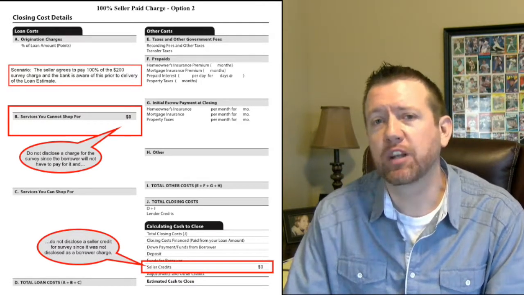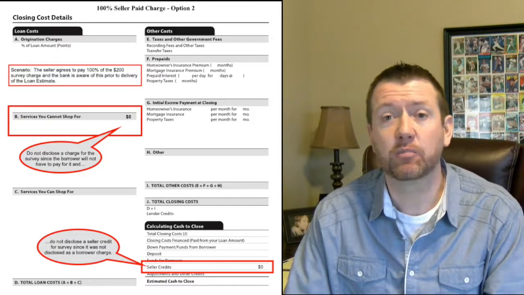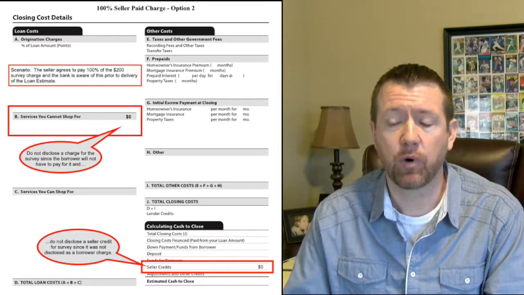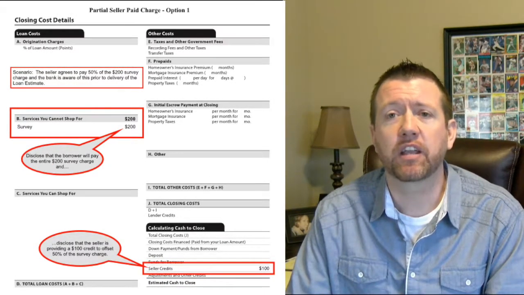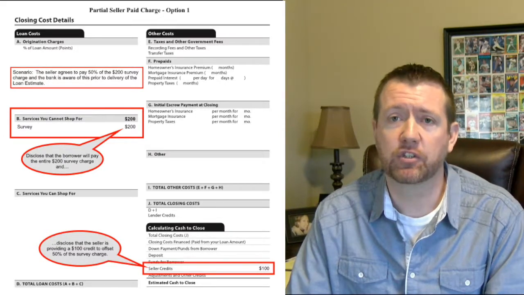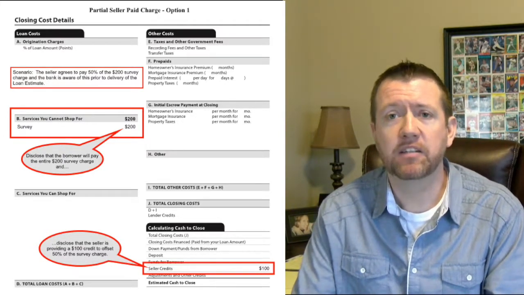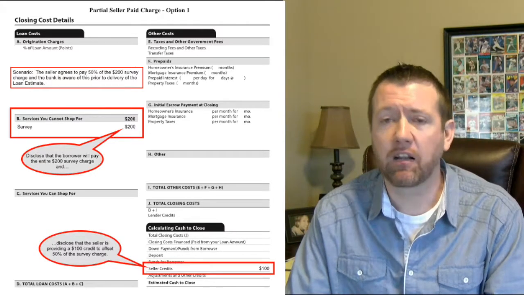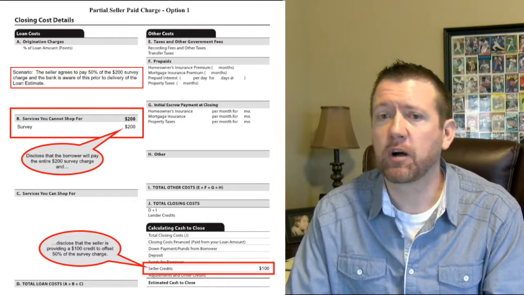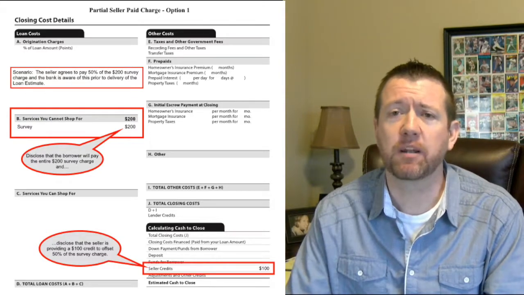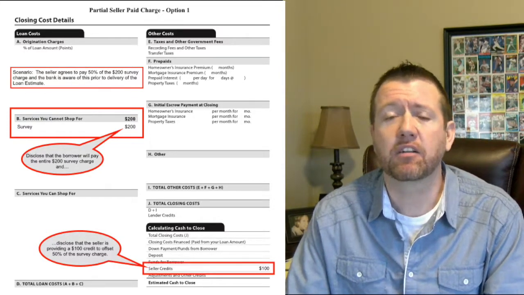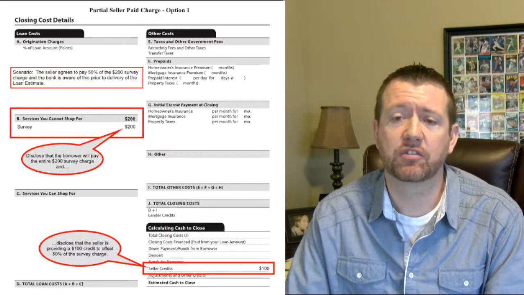Now, both of the options I've shared with you already are when the seller is paying 100% of the required charge. Let's now take a look at the seller paying a portion of the charge. So same details. There's a $200 survey. We're not going to allow shopping. The borrower is ultimately responsible for it. But this purchase agreement now says specifically that the seller is going to pay 50% of that survey charge.